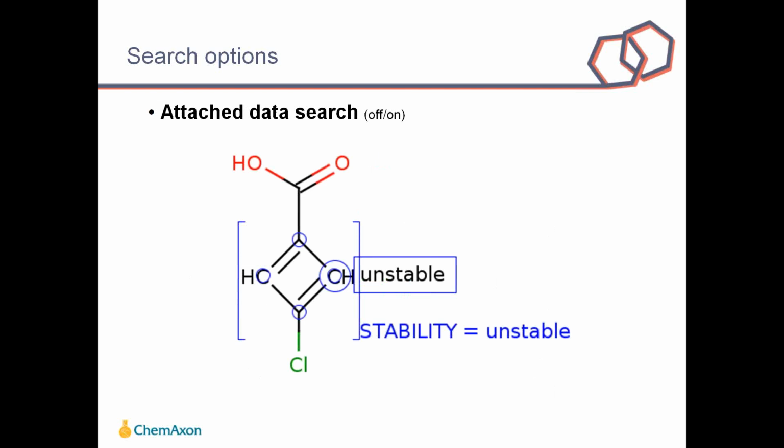You may also attach data to your structures. It means that you specify a group and add a label to it. For example, if it's unstable, you can add the property and the value, its stability is unstable. And in your search, you can use these data labels if you are interested only in those molecules that are unstable or stable. For finding the structures, you should also set this attach data search option on.